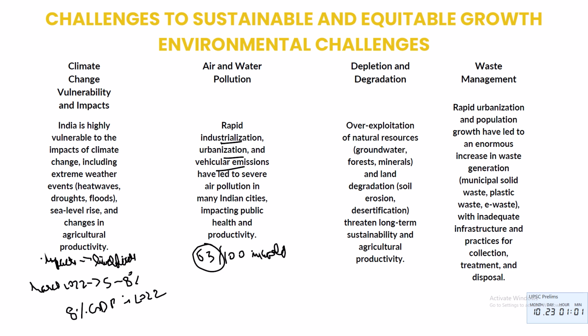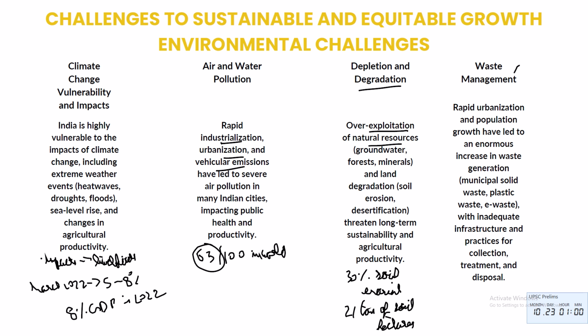Next one is resource depletion and degradation. Overexploitation of natural resources, be it forests, minerals, or land degradation, desertification, always threatens the long-term sustainability and agricultural productivity. Like 30% of the country sees impacts of soil erosion, which leads to the loss of around 21 tons of soil per hectare. This is huge. A lot of grains can be produced with this soil.